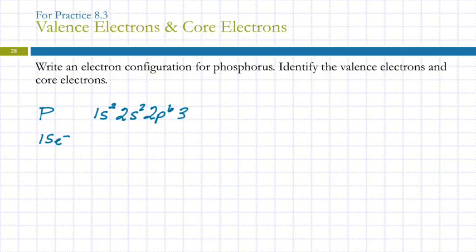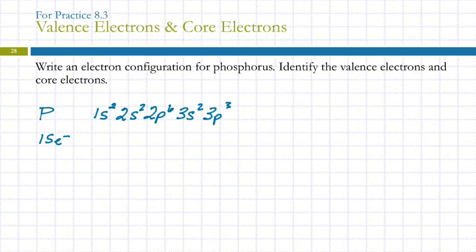We get up to 3s. We can keep track of how many electrons we've got going on here. We've got 2 plus 2 is 4, plus 6 is 10. We're at 12, so that means we need 3 more electrons. And so the next highest sublevel in energy is 3p, and so we'll put 3 electrons in there. The superscripts here should add up to the number of electrons that the atom has. Any questions?